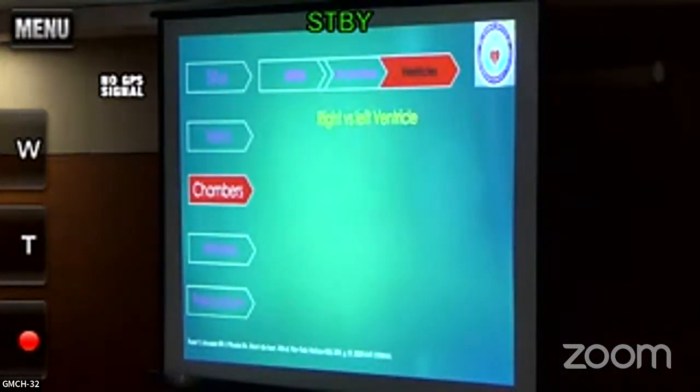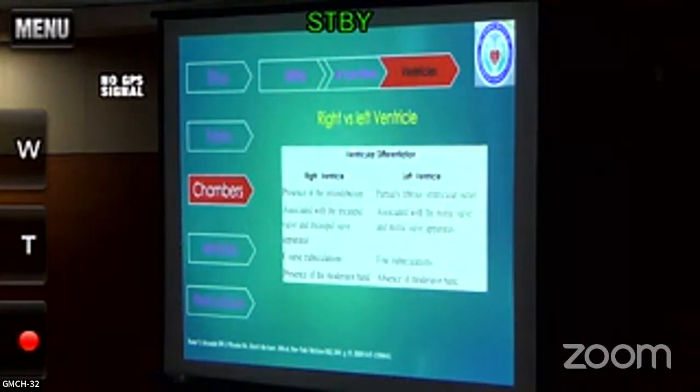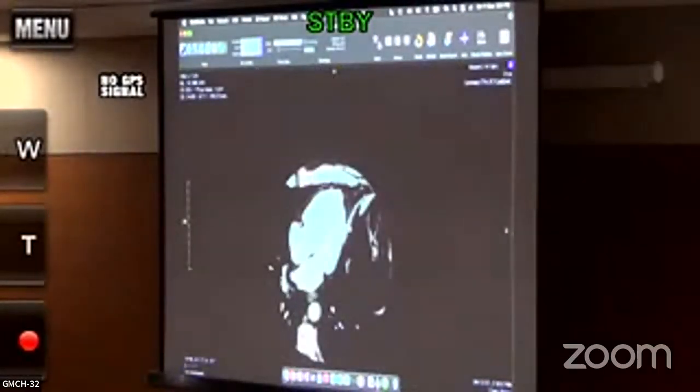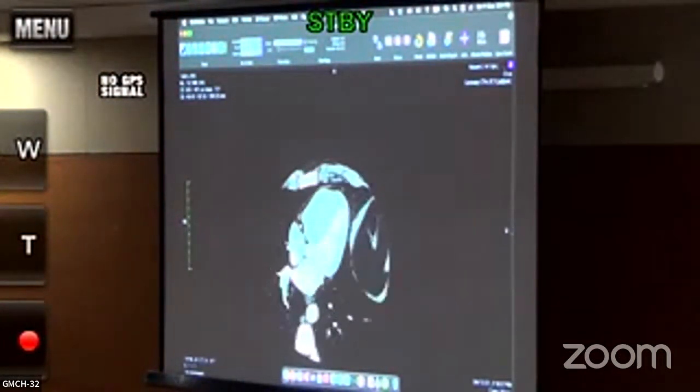So we move on to the right and the left ventricle. Again, there are multiple distinguishing features for how to identify which is the right ventricle and which is the left ventricle. One of the main features, and the most commonly quoted, would be the presence of a moderator band on the right side. This is the moderator band that you can see here. This structure arises from the septum and then goes on and inserts into the free wall of the right ventricle. So the presence of this moderator band indicates that this is the right ventricle.